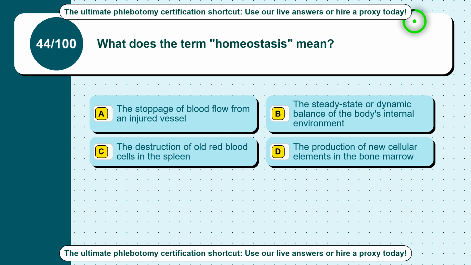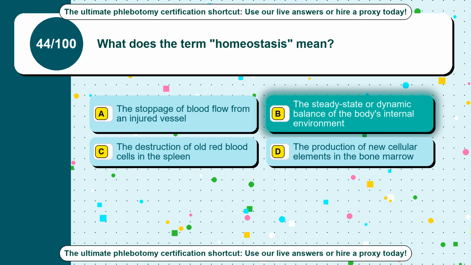Question 44. What does the term homeostasis mean? Option A. The stoppage of blood flow from an injured vessel. Option B. The steady state or dynamic balance of the body's internal environment. Option C. The destruction of old red blood cells in the spleen. Option D. The production of new cellular elements in the bone marrow. The correct answer is option B.